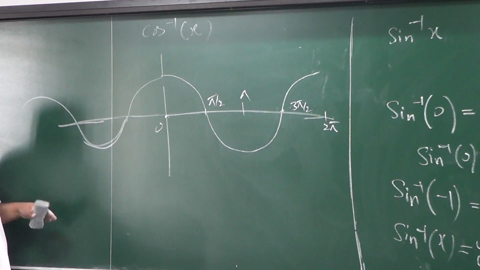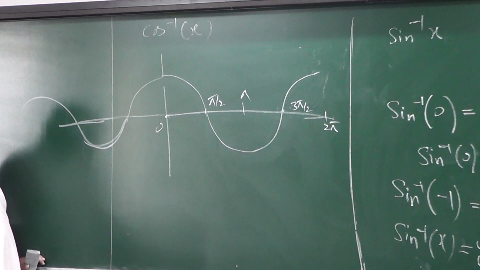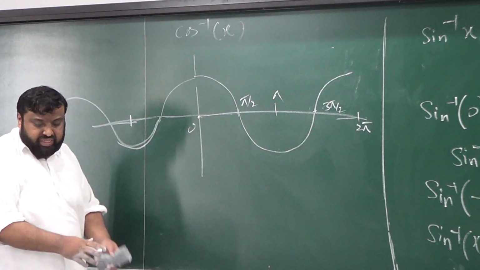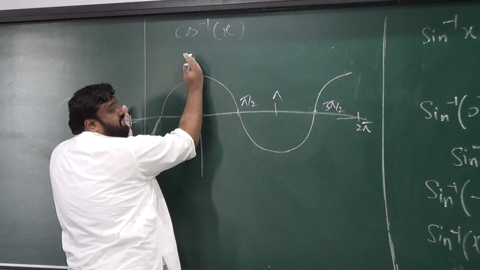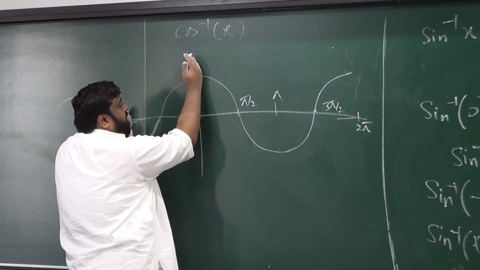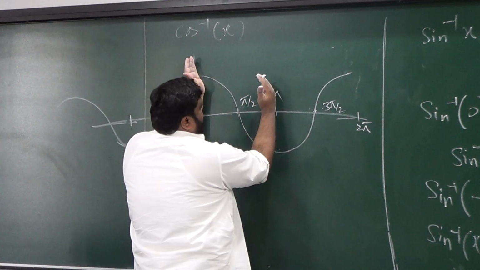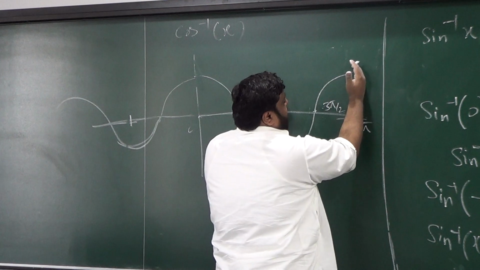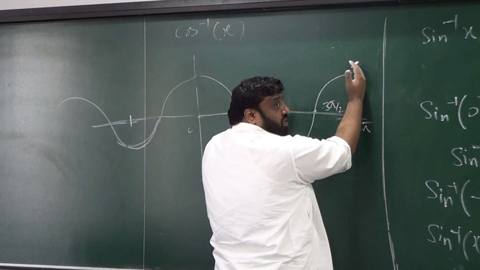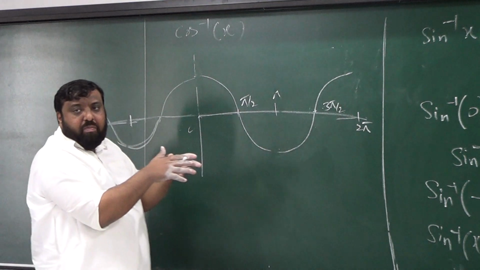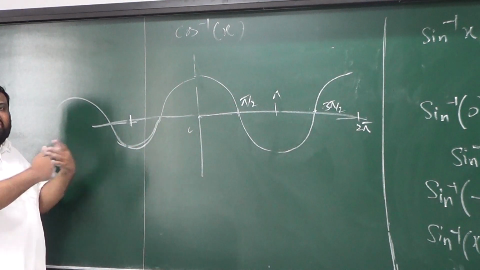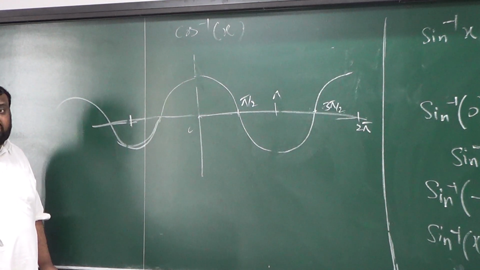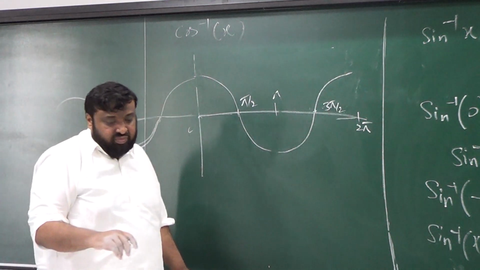Now I want to turn this into a function. So what can I do? Here's the same recipe. Either consider this piece, that would be a function, or consider this piece, that would be a function, or consider this piece, that would be a function. You're getting the point? So you can play precisely the same game that you played with the cosine of x, sine of x.